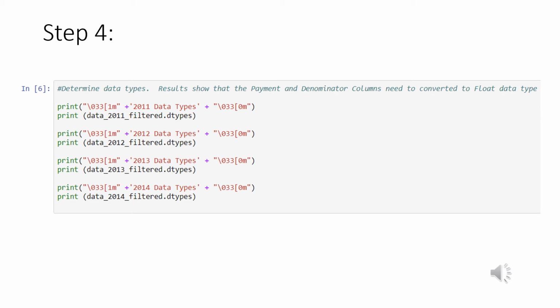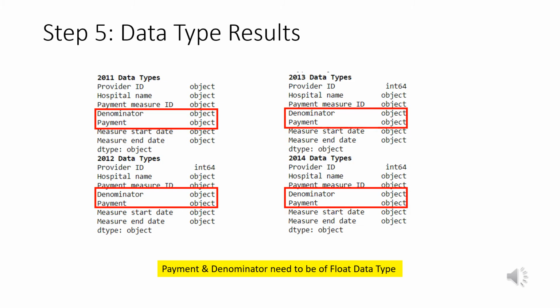Next, we determine the data type. Data type results from the 4 years show that the denominator and payment attributes need to be converted from object to float data type. In order to be able to do any calculations, they need to be float.